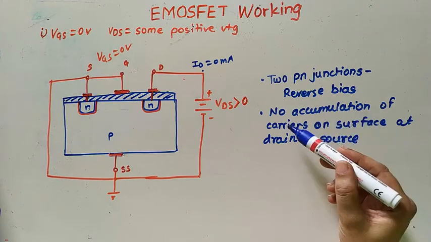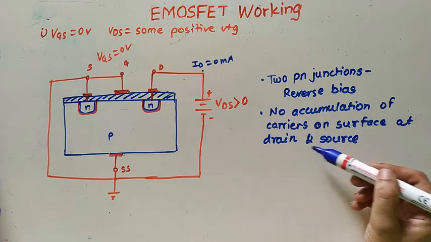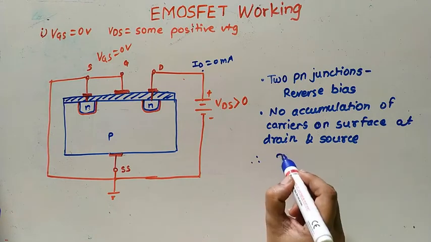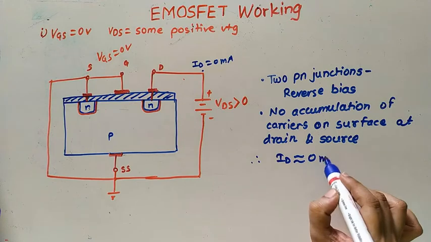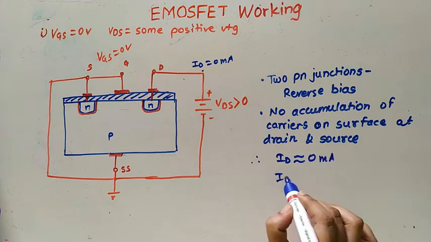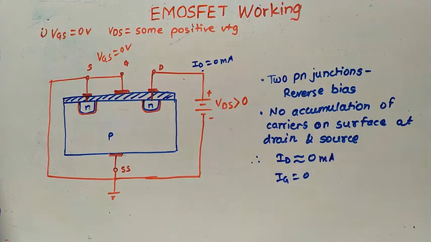There is no accumulation of carriers on the surface at drain and source. Therefore, the drain current ID will be nearly equal to 0 milliampere. IG is also equal to 0 milliampere.